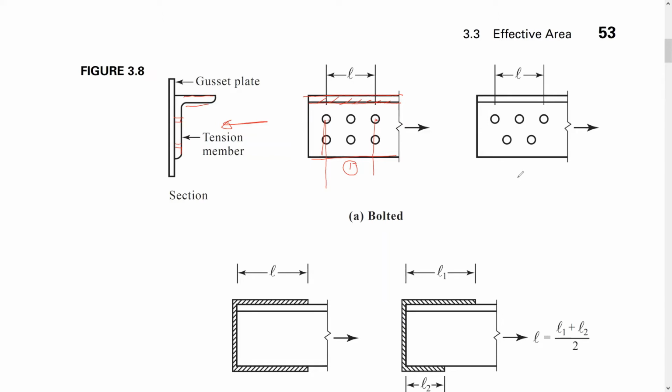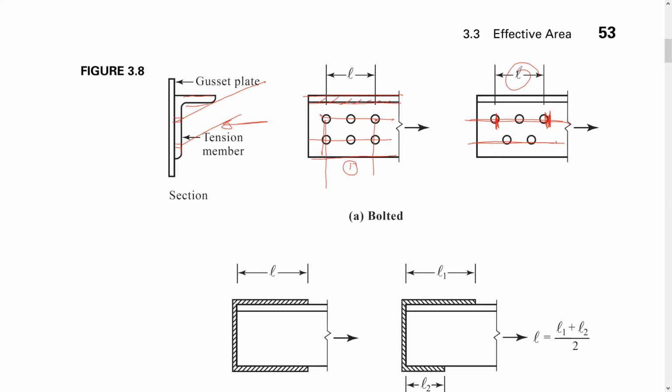Okay. In this case it's also bolted, but we do have two lines of bolting. When we say two lines, this is one and this is one, this is one and this is one, these are the lines. Okay. So here we take from the most extreme bolt, meaning the farthest two, this is L.